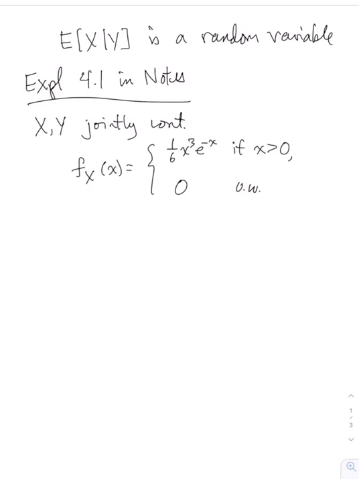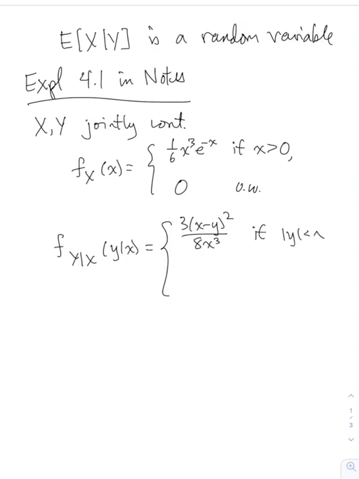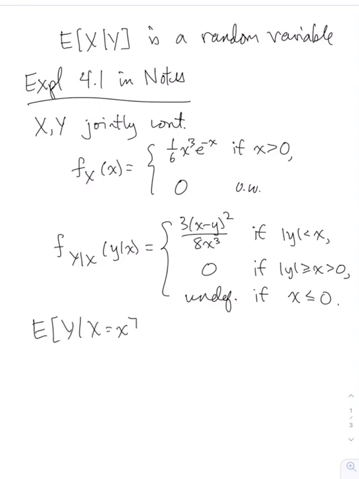And the conditional density of y given x is 3 times x minus y squared over 8x cubed if the absolute value of y is less than x. It's 0 if the absolute value of y is greater than or equal to x and x is positive, and it's undefined if x is less than or equal to 0. These objects are actually coming from an earlier example in the notes, example 2.1, where a different question was being asked. Here we want to find the expected value of y given x equals little x, and the expected value of y given x.